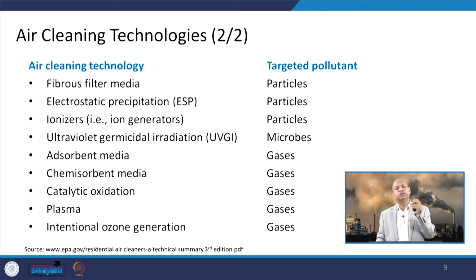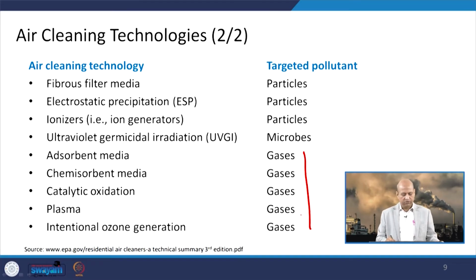Well, then ultraviolet germicidal irradiation, UVGI, can also be used, adsorbent media can be used or chemisorbent media can be used, catalytic oxidation, like the three-way catalytic converters used in exhaust pipes of vehicles. Similarly, in indoor environments some catalytic oxidation mechanism can also be used. Then plasma related technology is there. Then there is ozone generation, because ozone is an oxidizing agent. So, for oxidizing those gases which are pollutants, ozone can be generated and used.